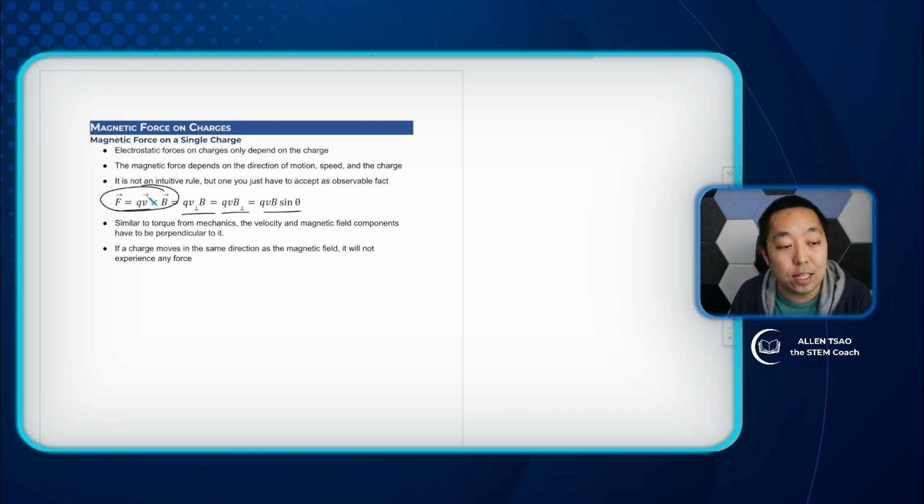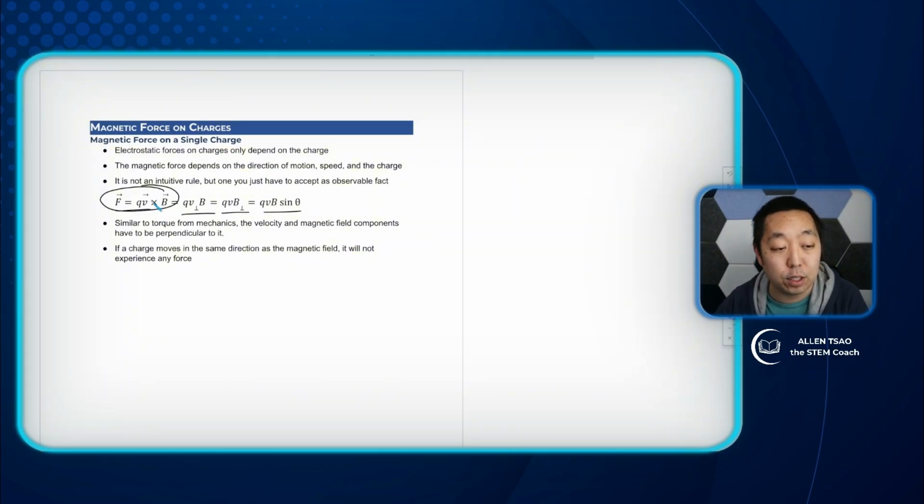Now, the key thing about the velocity and the magnetic field is they must have a perpendicular component. Just like when we did torque, there was a force and an R vector, we only cared about how they were perpendicular to each other. Similar to the magnetic force, it matters how the velocity and magnetic field are perpendicular to each other. For example, if the magnetic field is up and the charge is moving up, there's actually no magnetic force. There must be a component of the velocity that's perpendicular to the magnetic field in order for there to be any magnetic force on it.